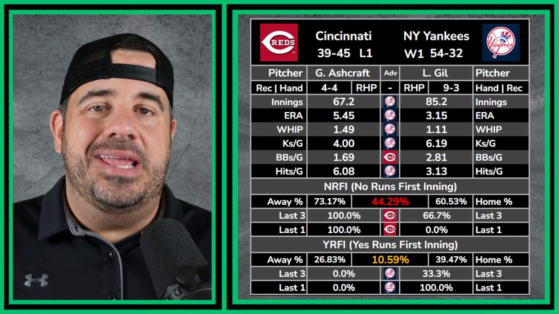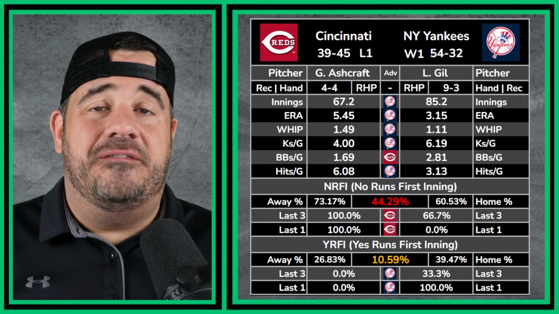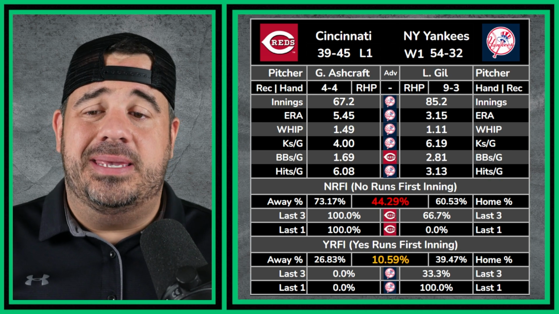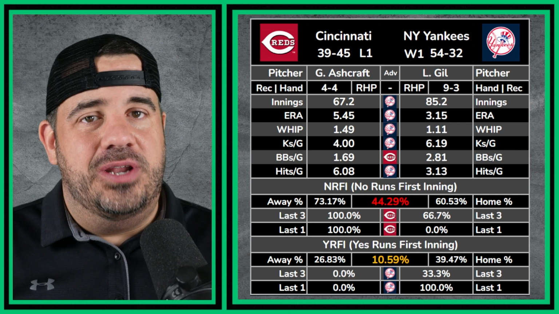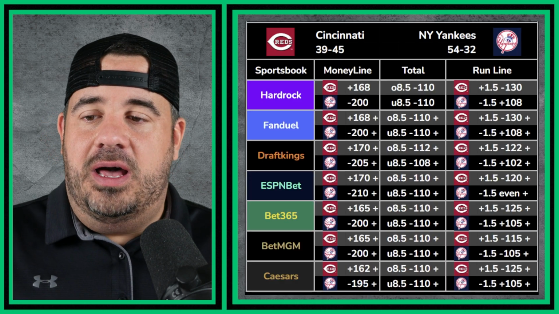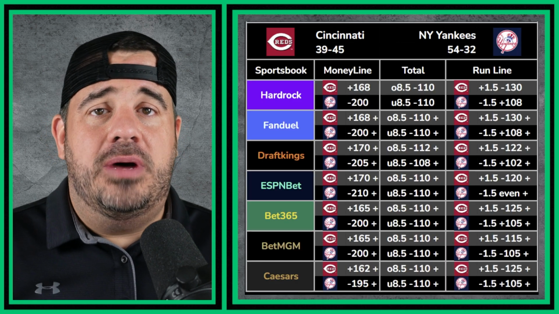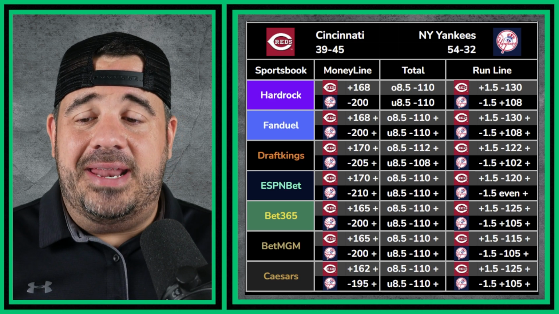Next up, Cincinnati in New York. Ashcraft 4-4 with a 5.45 up against Gill 9-3 with a 3.15. Nerfy 44%. We'll look to see if the numbers match up for it. For the odds, we see Yankees are 200 money line out there. The totals are 8.5 across the board.